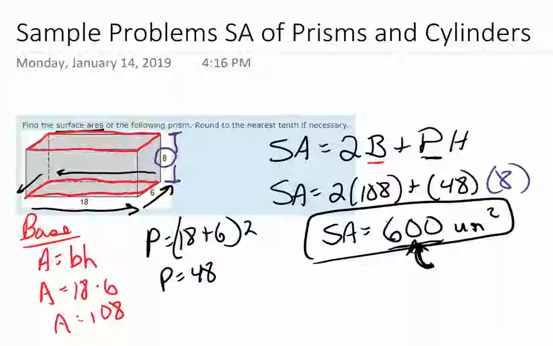Now notice up here it said round to the nearest tenth. There is no decimal here, so I don't have to worry about that. I would just leave that alone.